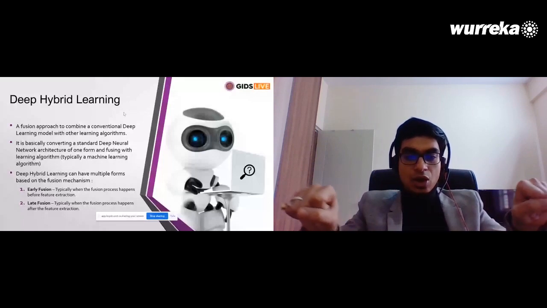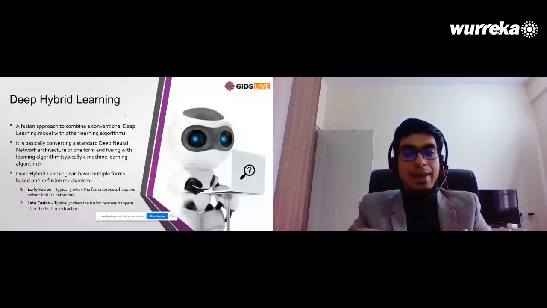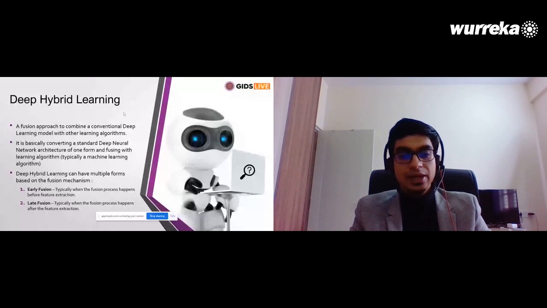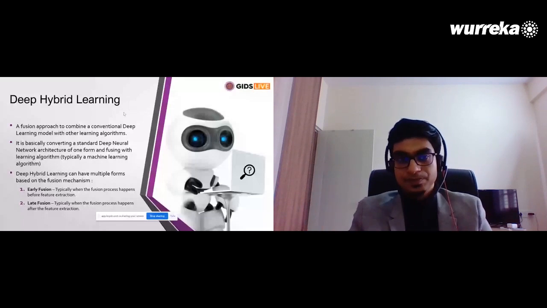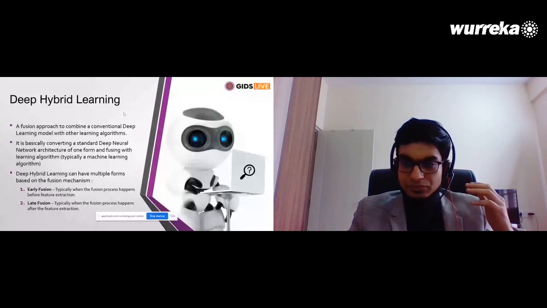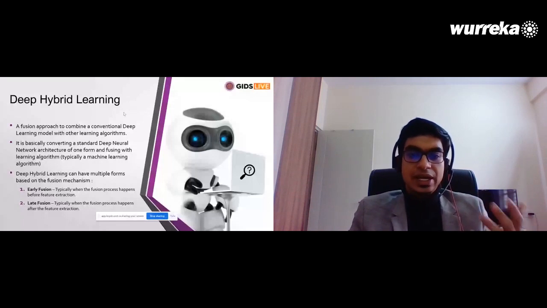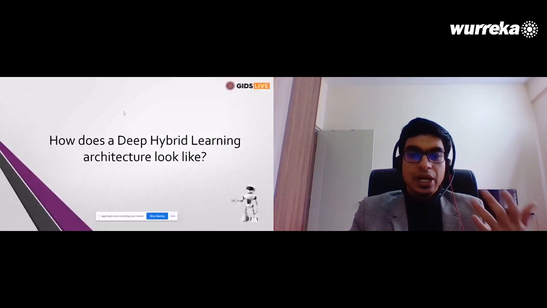But if, let's say, the combination or the fusion process happens after the feature extraction part, that is where we say that we go for a late fusion approach. In order to visualize that, I would show certain deep learning architectures, and from there we are going to understand in a little more depth what exactly a deep hybrid learning is.